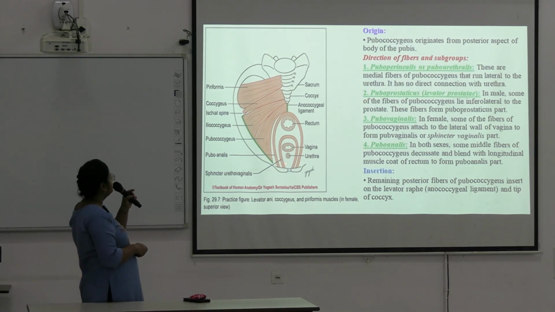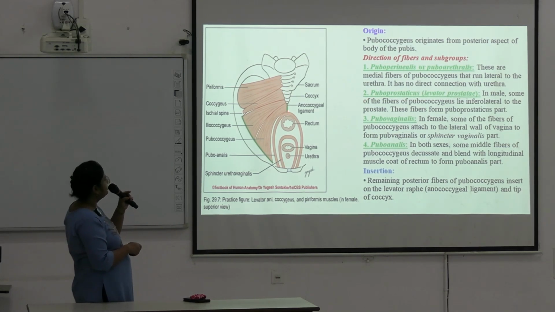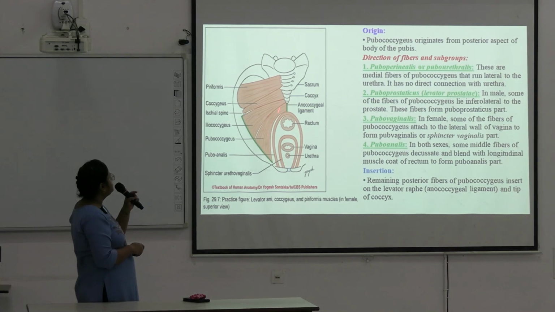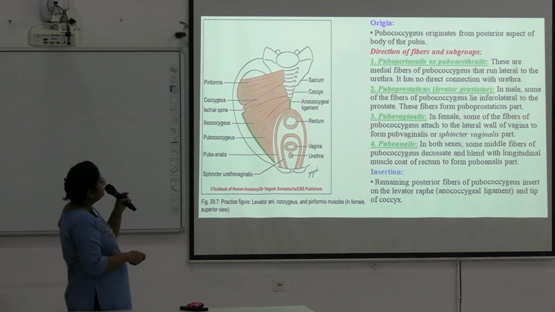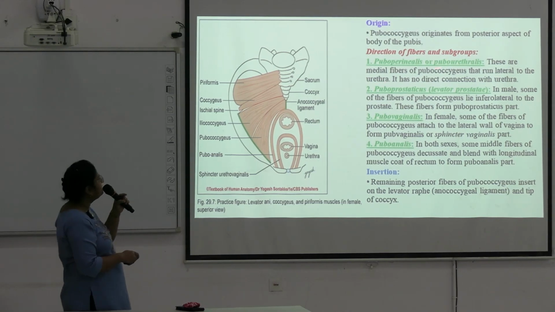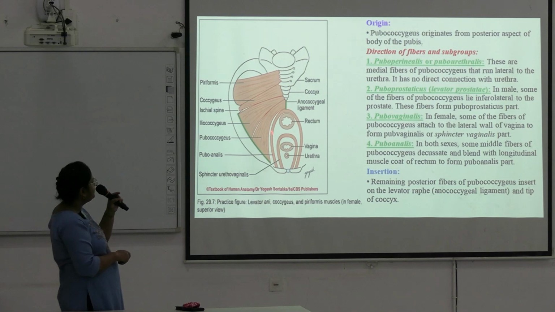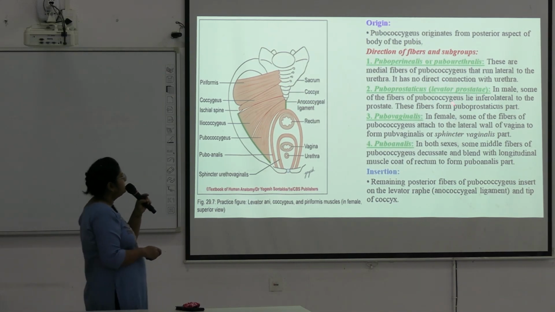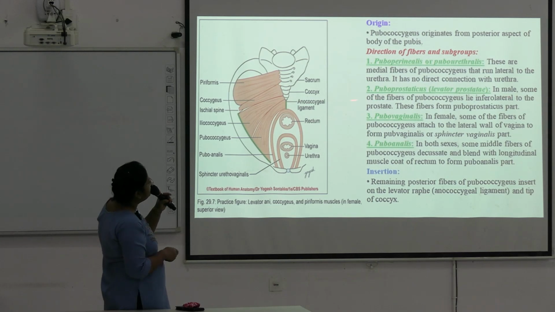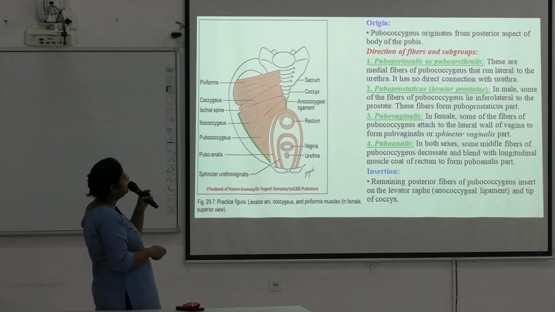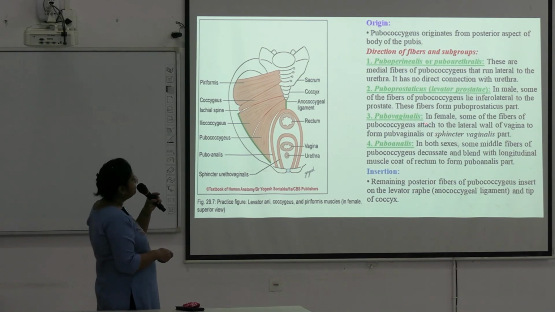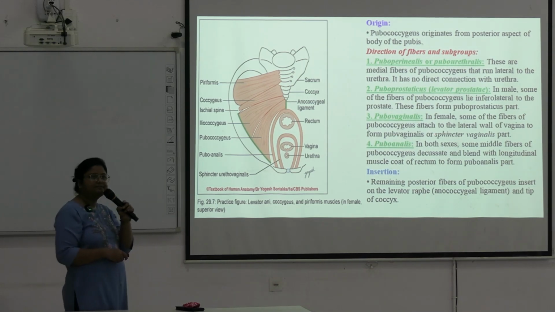See here, this is the urethra, this is the vagina, this is the rectum. So this puboperinealis passes parallel to and runs lateral to the urethra and has no direct connection with the urethra. So these medial fibers are puboperinealis. Next is puboprostaticus or levator prostatae. In males, some of the fibers of pubococcygeus lie inferolateral to the prostate, and these fibers form the puboprostaticus part.